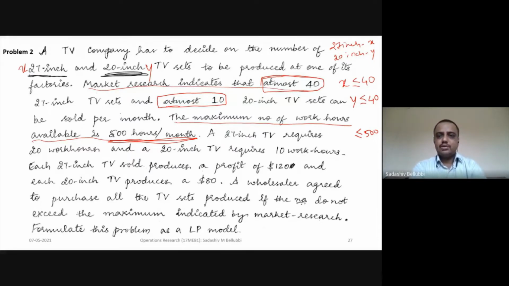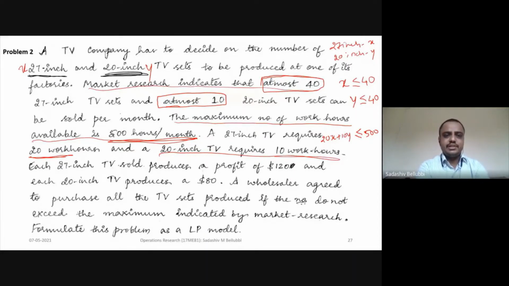Next one, a 27-inch TV requires 20 working hours, so it is 20x, and a 20-inch TV requires 10 working hours. They have given the full statement here itself. So it means that 20x plus 10y should be less than or equal to 500. I hope all of you are understanding this statement: a 27-inch TV requires 20 working hours and a 20-inch TV requires 10 working hours.